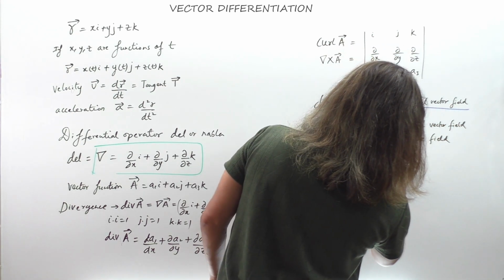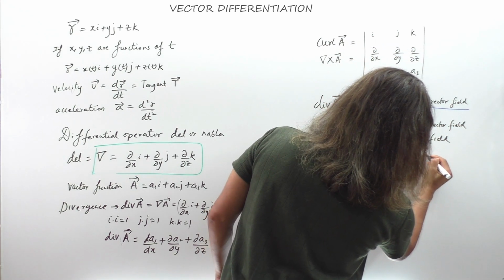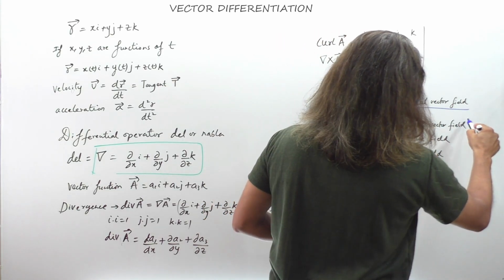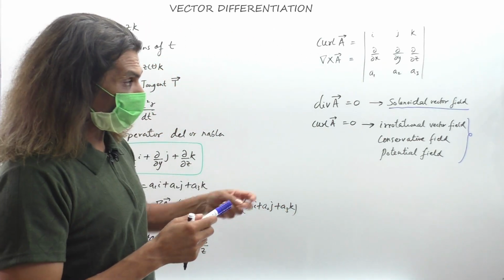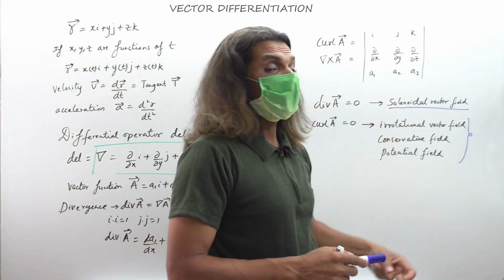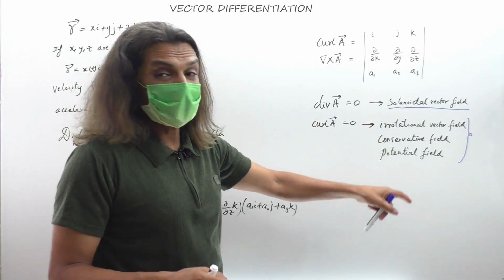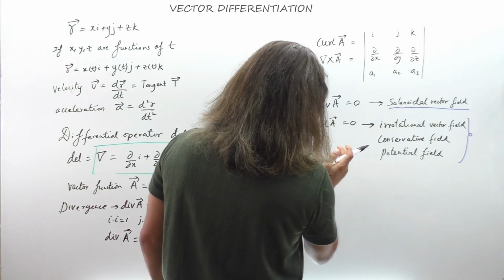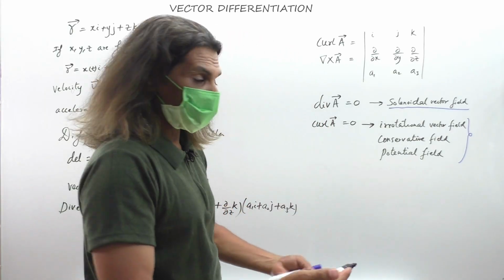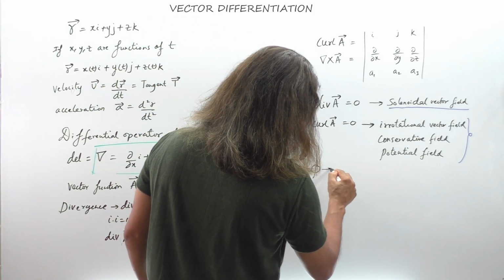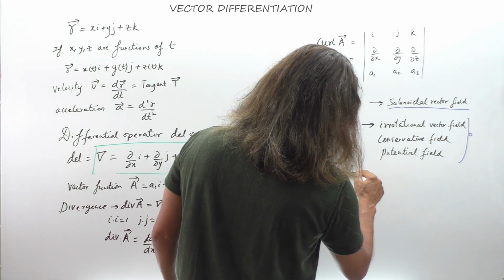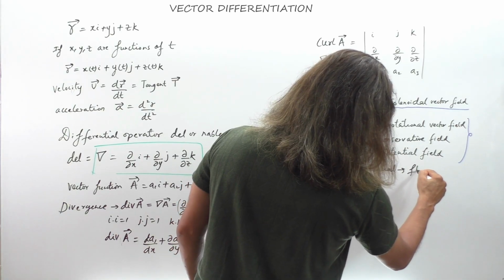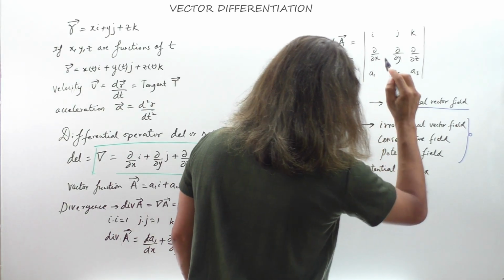and also a potential field. So again, if divergence is 0, it's solenoidal. If curl of A is 0, then it's irrotational, conservative, or a potential field. Now here phi is sometimes called the flux also. Okay, so we can write phi is also called the scalar potential, or the flux.